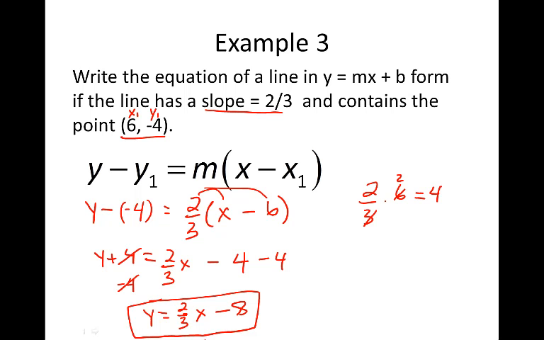And again, we can check this. We got a slope of 2/3 and plug in your point. I'll let you do this. -4 equals 2/3 times 6 minus 8. And it does.